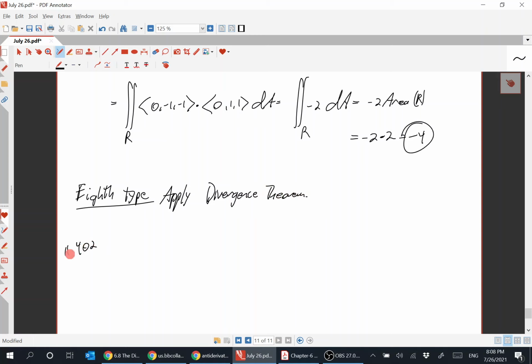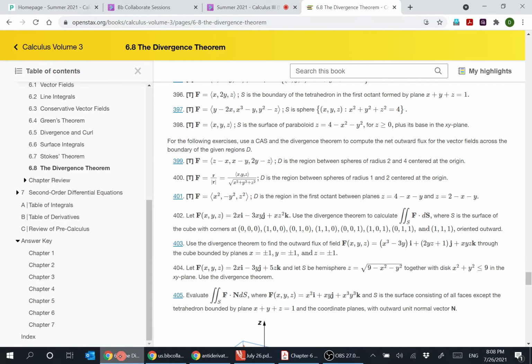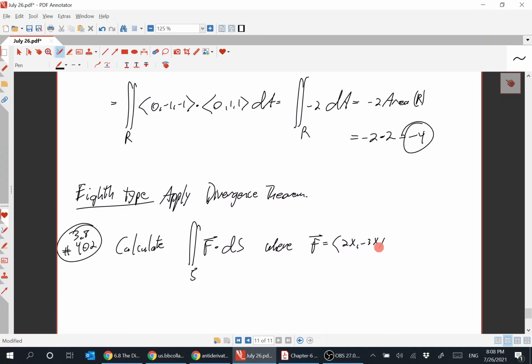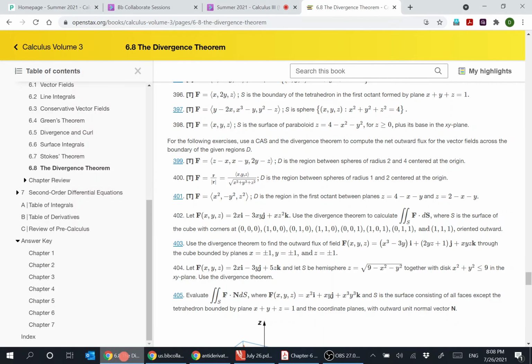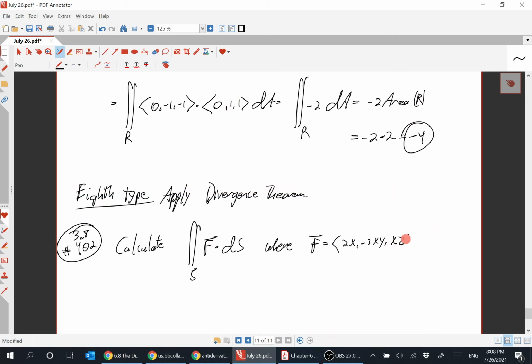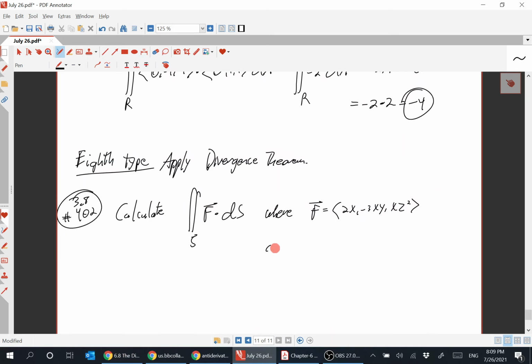So 402. Calculate the surface integral of F dot dS, where F is equal to 2x minus 3xy, xz squared, where S is the cube oriented outwards.